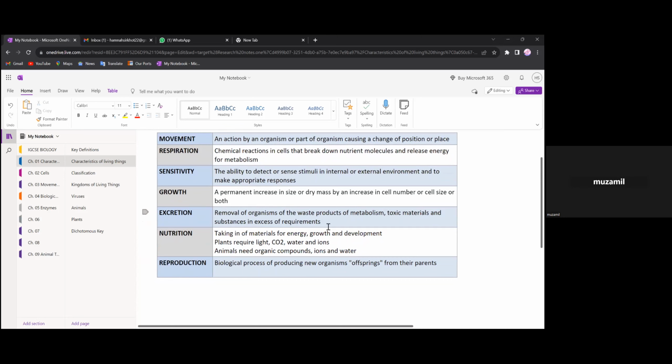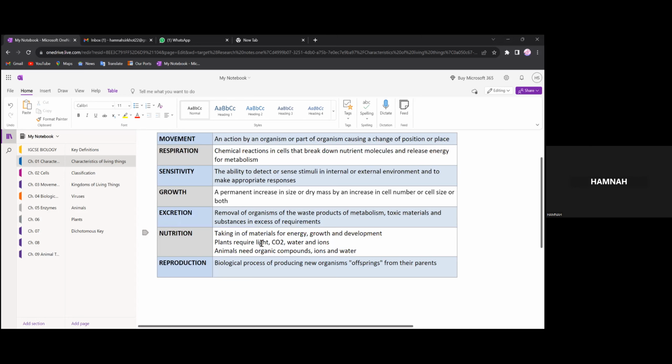Removing of the waste products. Yep. The removal of waste products of metabolism, toxic materials, and substances that we do not require that are in excess in our body. So it's just the removal of these waste products, excess substances, and toxic materials from the body.